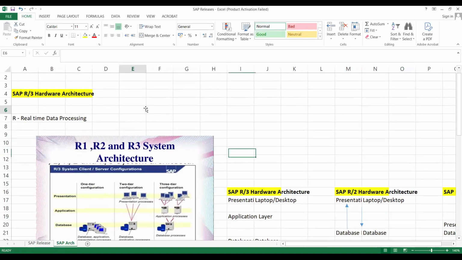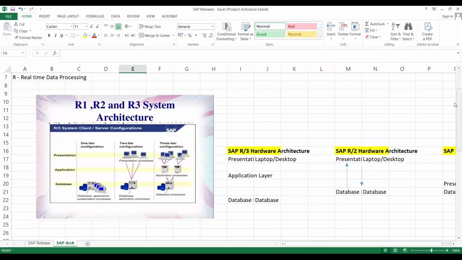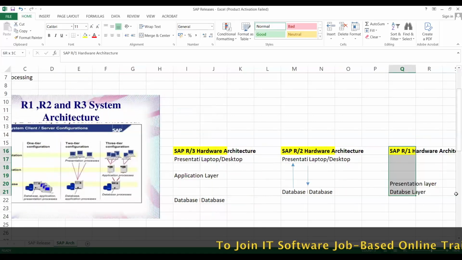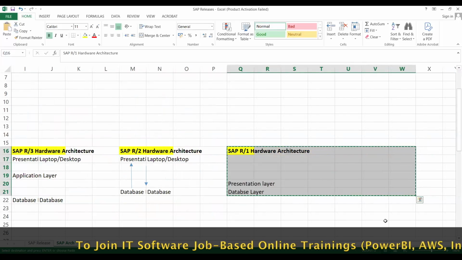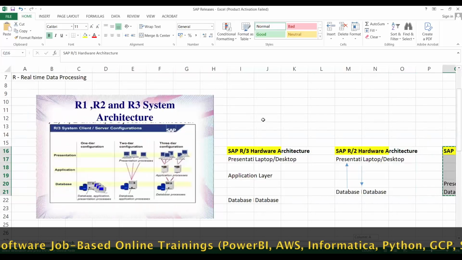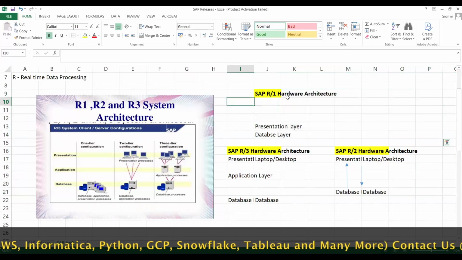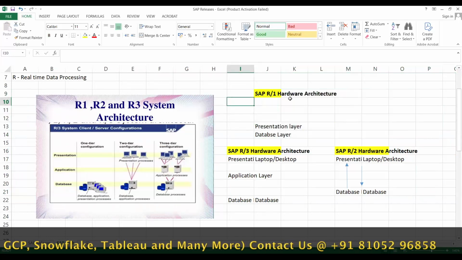Okay, is the diagram properly visible? Can you see the diagram clearly? Yes, it is visible. Okay, thank you for the confirmation. Let me take it on a single screen so it will be easy.